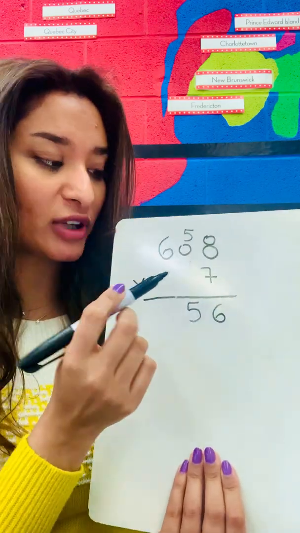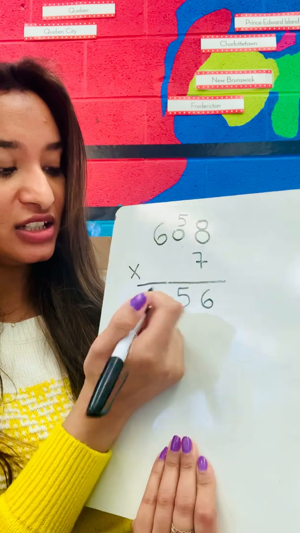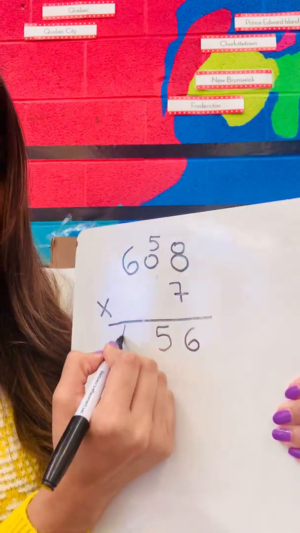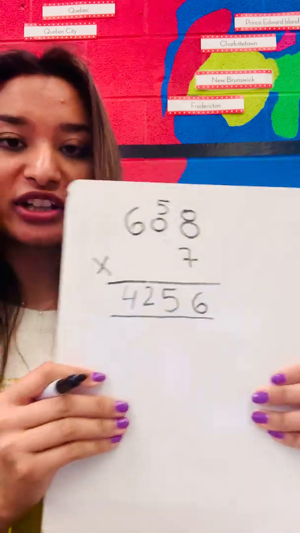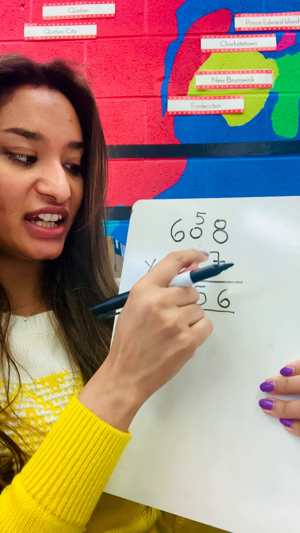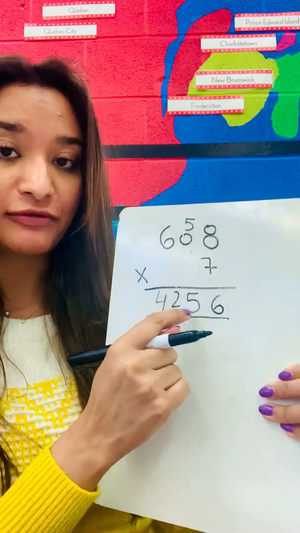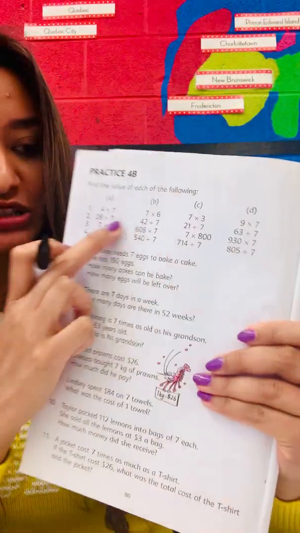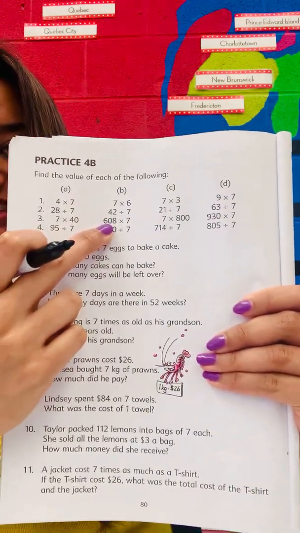Now I need to move to my hundreds. 7 times 6 gives me 42. So what do I get when I multiply 608 by 7? I get 4,256. That was the question I picked from column B, 608 times 7.